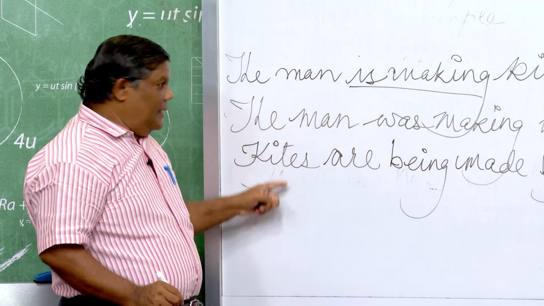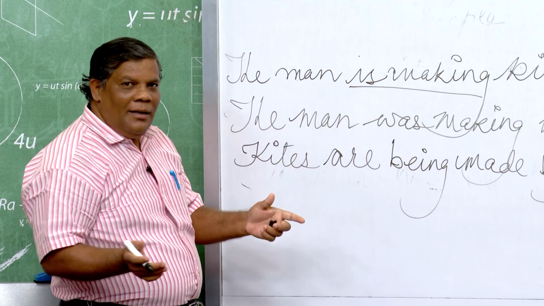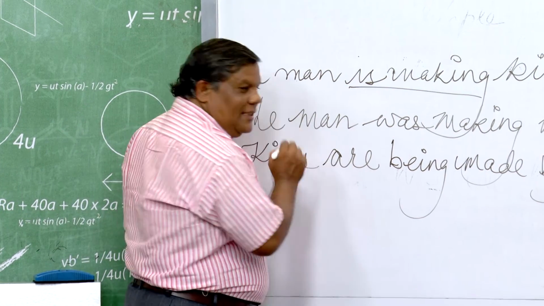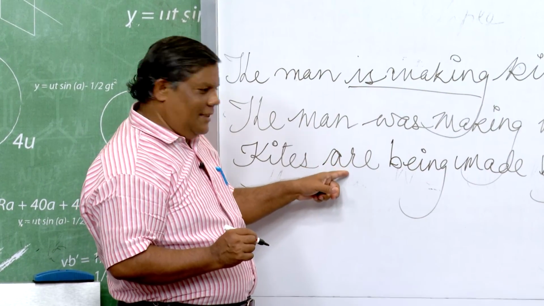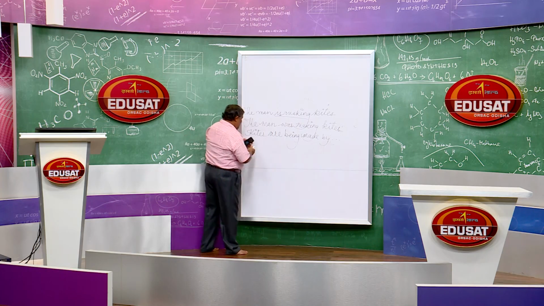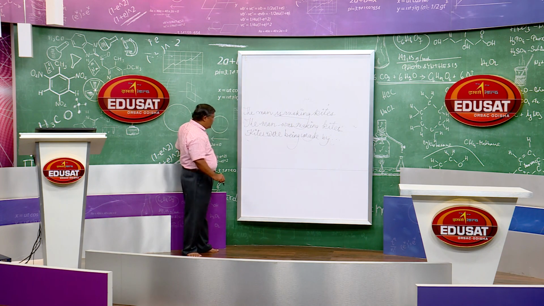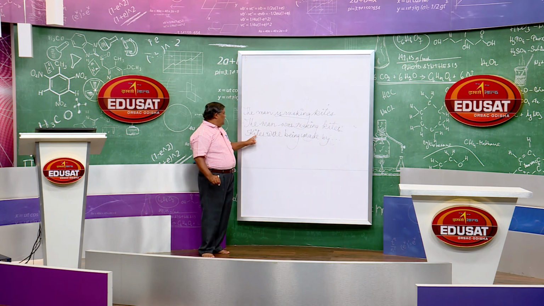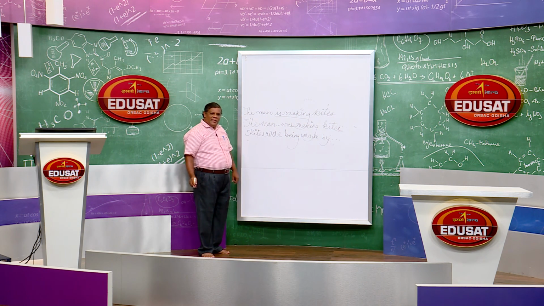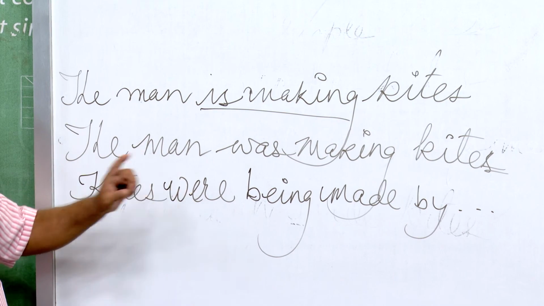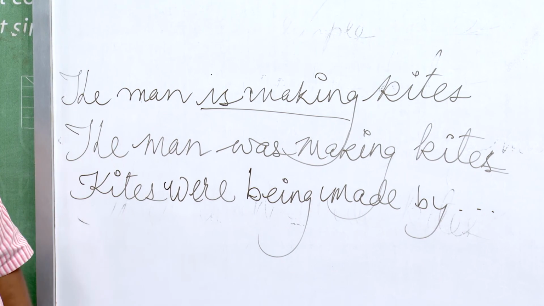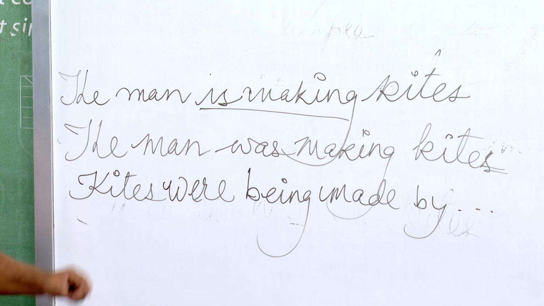And for the past tense, very simple, the first verb is changed and it becomes: the kites were being made by this man or by the man. Now it becomes the past tense form. A simple change here can make the difference. This is the only difference that we find.